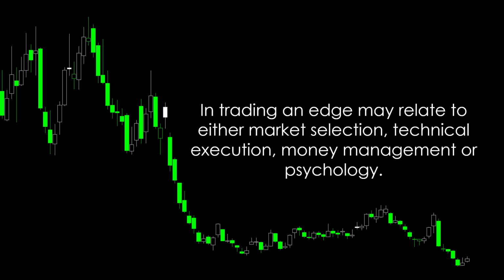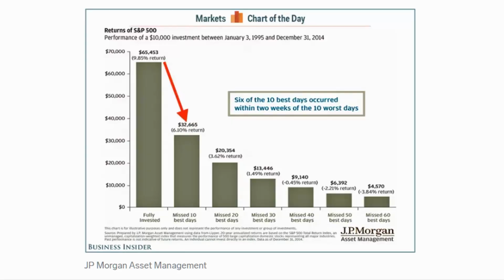And to have a look at how edges work in trading, most people are familiar with this little graphic. This little graphic shows you that if you had missed the 10 best days in the S&P 500, your return on $10,000 invested across this period would have only been $32,665. Missed the best 20, it's $20,000. Missed the best 30, it's $13,000. The argument here is to be found in the bar on the extreme left.